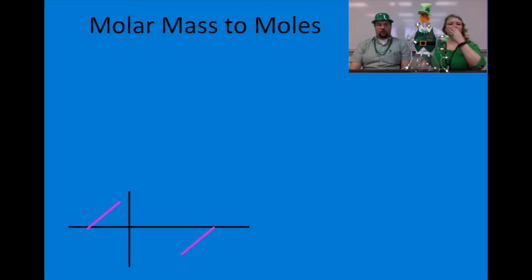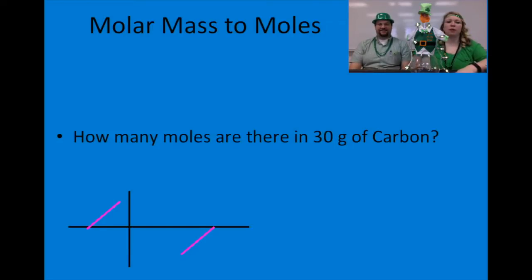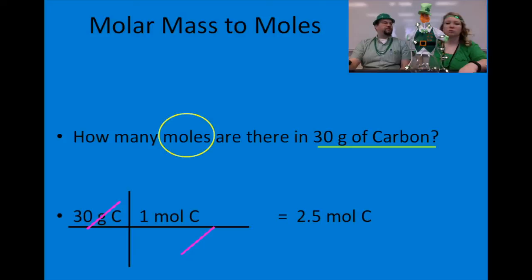Okay, so let's take a look. First problem: how many moles are there in 30 grams of carbon? What I always like to do with our problem first is circle my unknown, what I'm trying to find, which is moles, and then underline what I start with. So I'm starting with 30 grams of carbon. Whatever I underline goes in the first spot of my chart. So I write 30 grams of carbon.